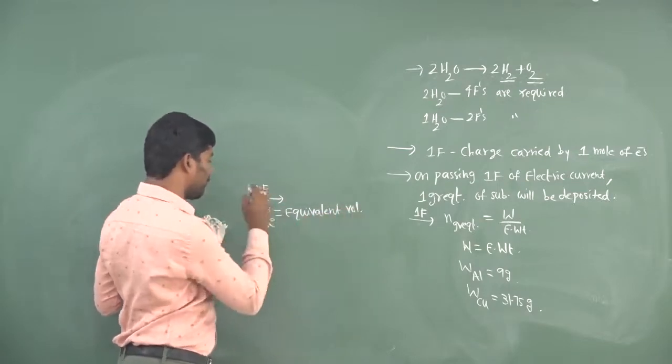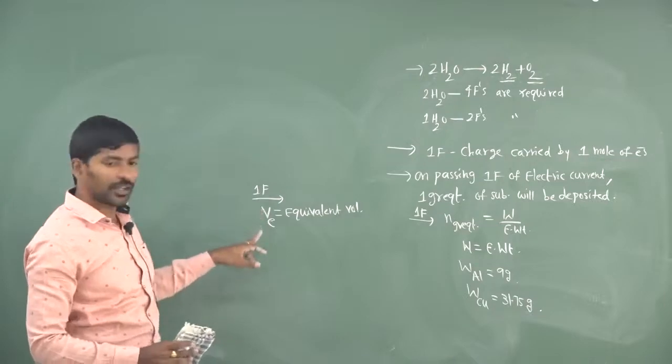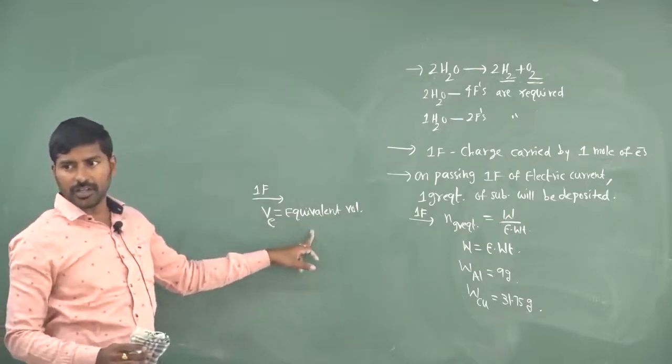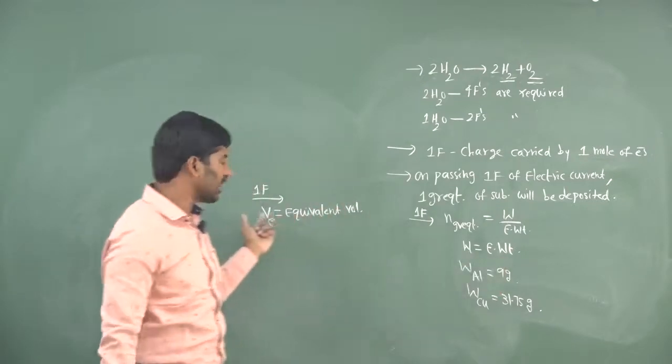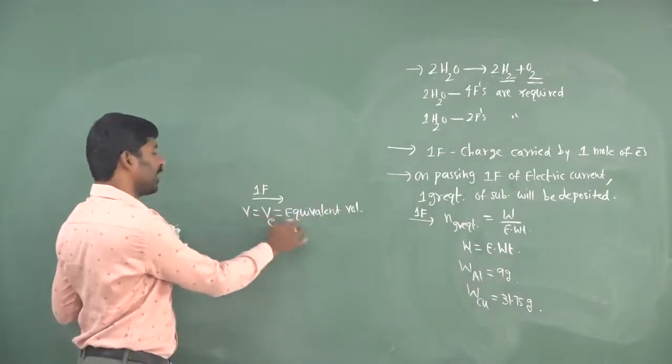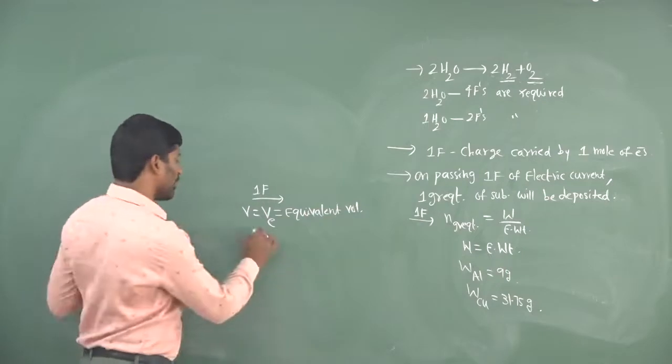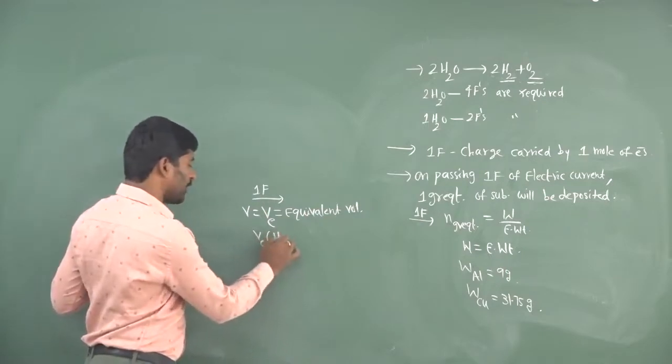Okay, that we may indicate with VE. By passing 1 faraday of electric current, the volume of gas evolved is called the equivalent volume. The weight of substance deposited is the equivalent weight. Similarly, the volume of gas evolved is called what? Equivalent volume. What is the equivalent volume of hydrogen and chlorine?